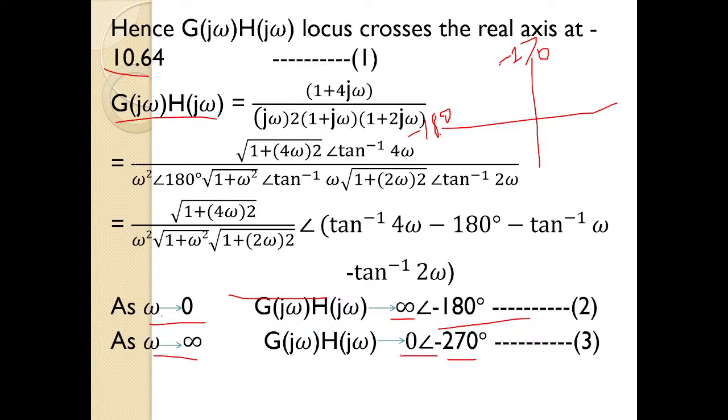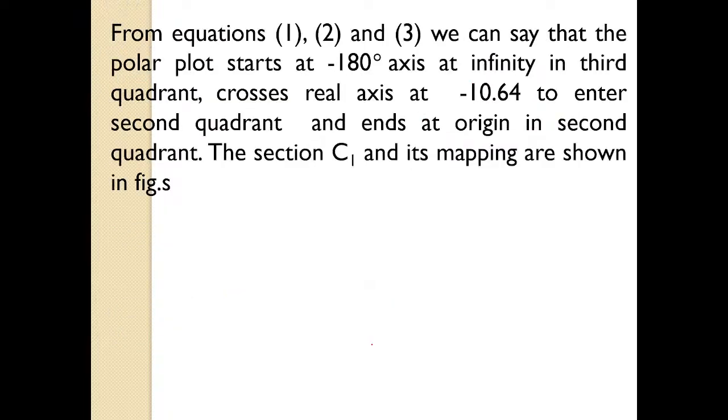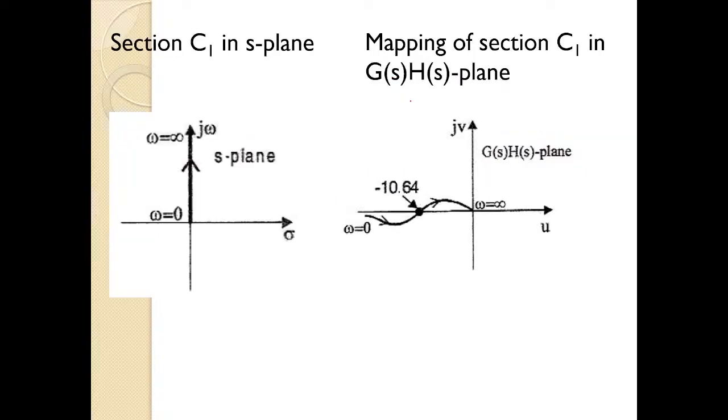Now let us plot the graph, or let us map this C1 section. Here we have to locate this 10.64, on the negative real axis. The contour will cross the real axis at 10.64. So it will start, you can see here in this plot. Yeah, this is minus 180.